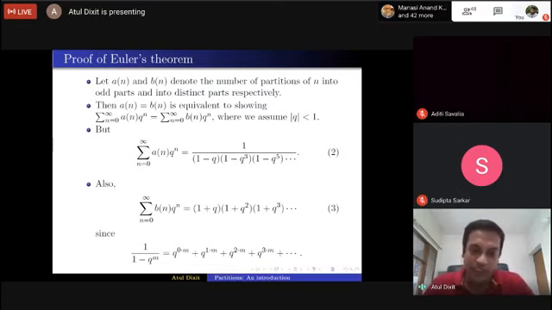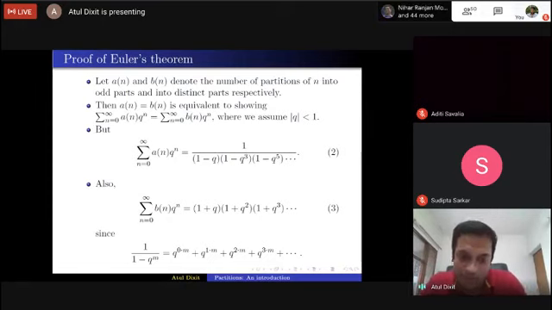So 1 upon 1 minus q to the m. Of course, if you expand it as a geometric series, you have 1 plus q to the m plus q to the 2m, and so on. That 1 I am writing as q to the 0 times m. Then the next term I'm writing as q to the 1 times m, and so on.